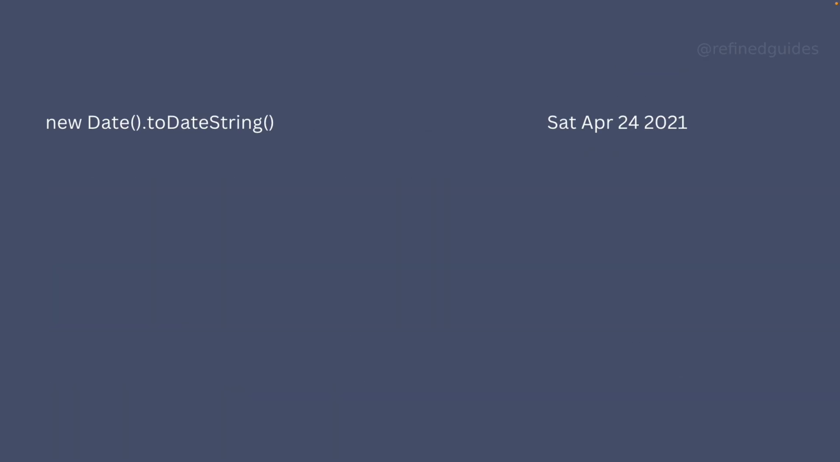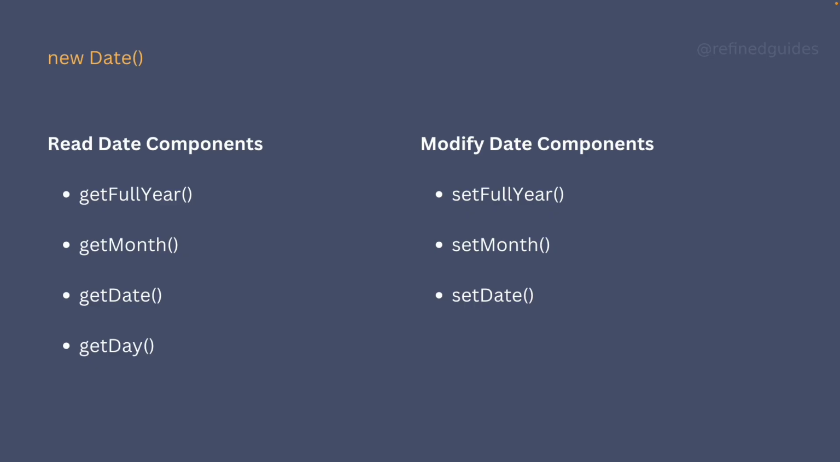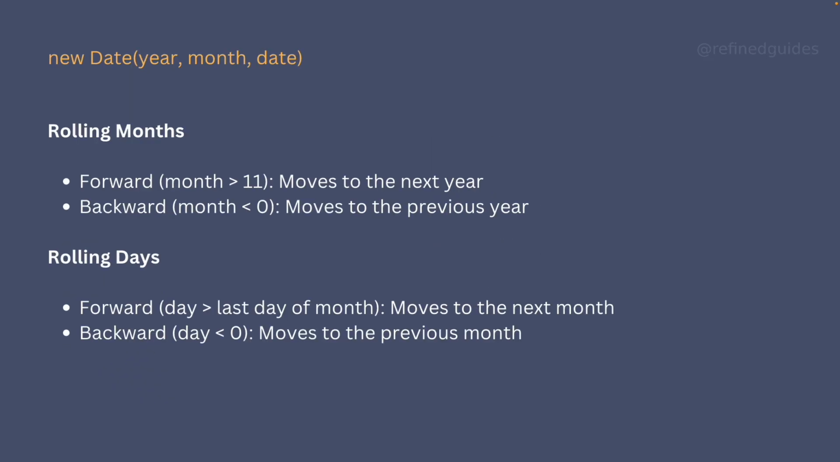You can format dates using the following methods. To customize the output, you can pass additional options to these methods. In summary, you can initialize a date in multiple ways. Use getter methods to read date components, and setter methods to modify them. And remember, JavaScript dates are flexible.